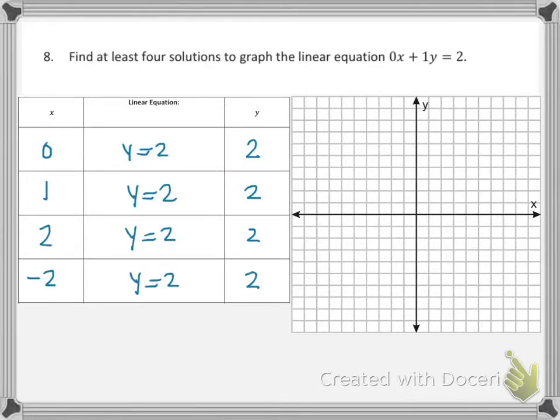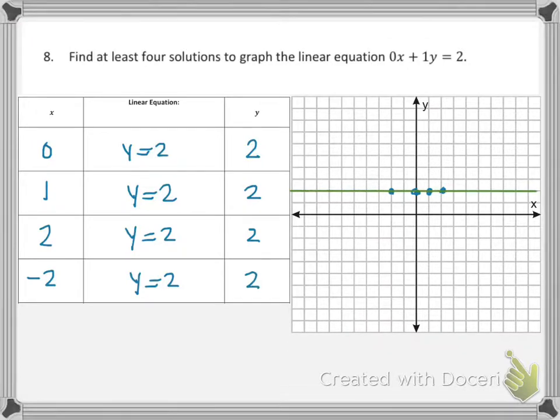So let's plot these and see what they look like. 0 right and 2 up, that's there. 1 right and 2 up is that one. 2 to the right and 2 up is right there. And 2 left and 2 up is there. And this time we get a horizontal line.